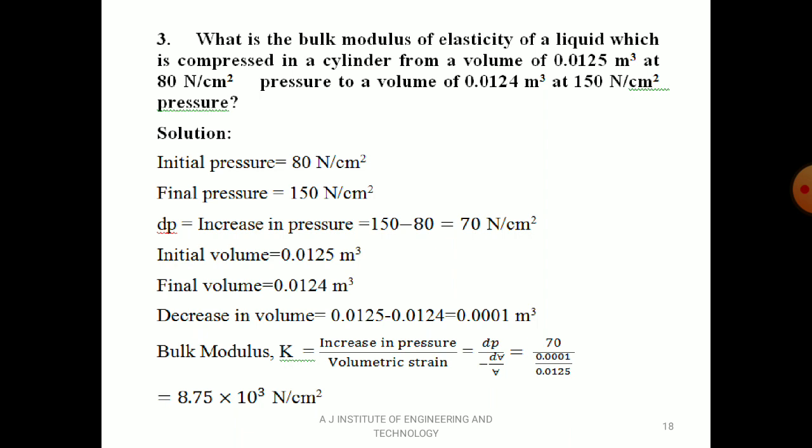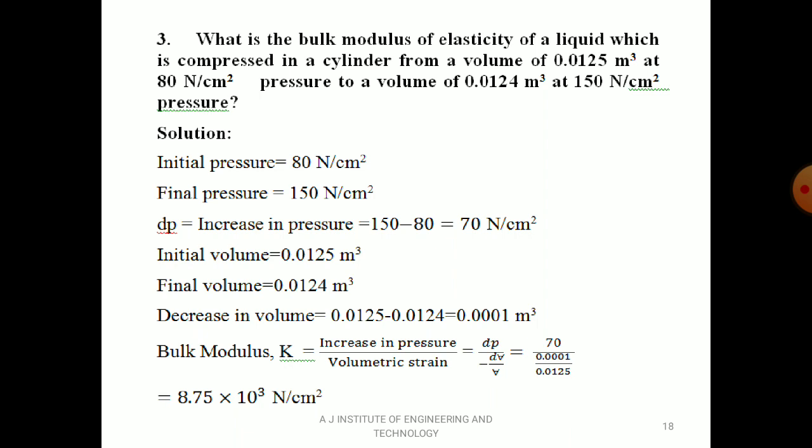Therefore bulk modulus K equal to increase in pressure divided by volumetric strain. So increase in pressure, that is dP, divided by volumetric strain, that is minus dV divided by V. Increase in pressure we got as 70. So 70 divided by the decrease in volume, 0.0001, and the initial volume V, that is 0.0125.